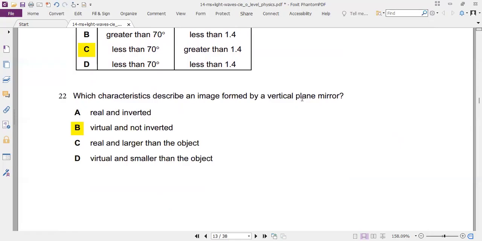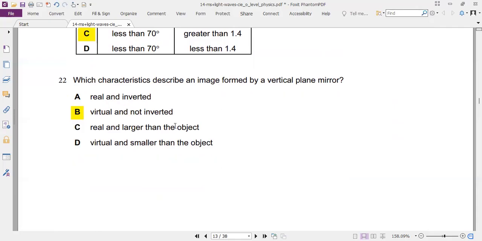A vertical plane mirror always forms a virtual and erect image, not inverted.